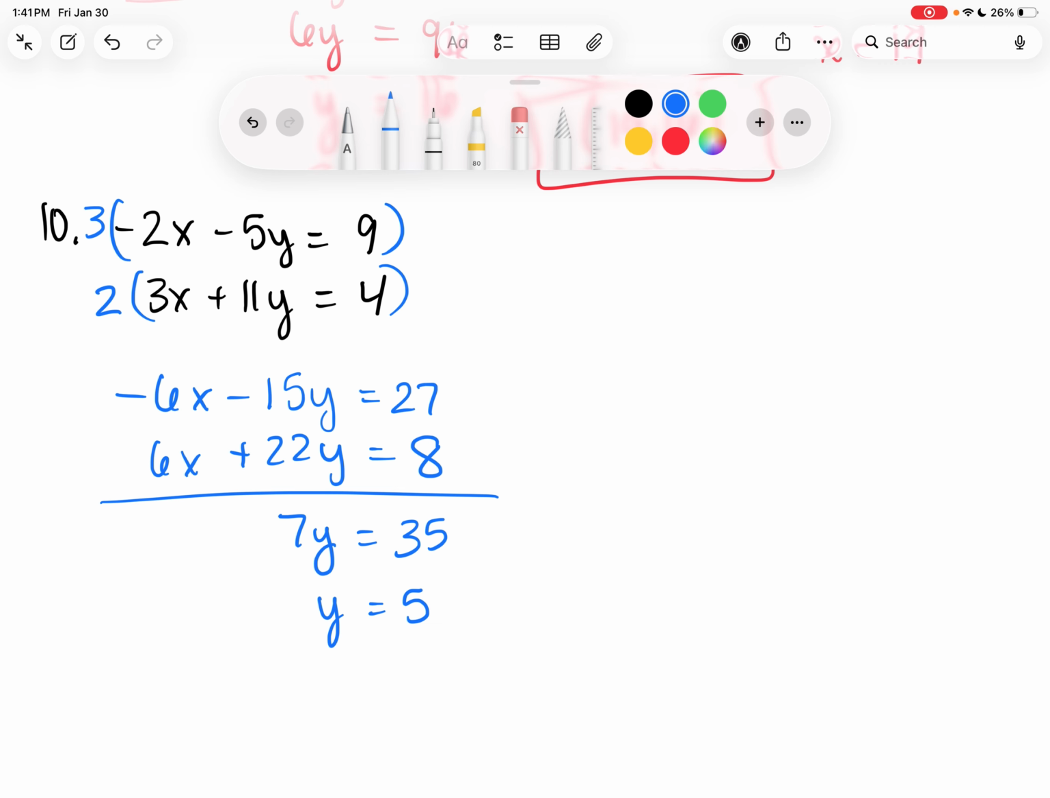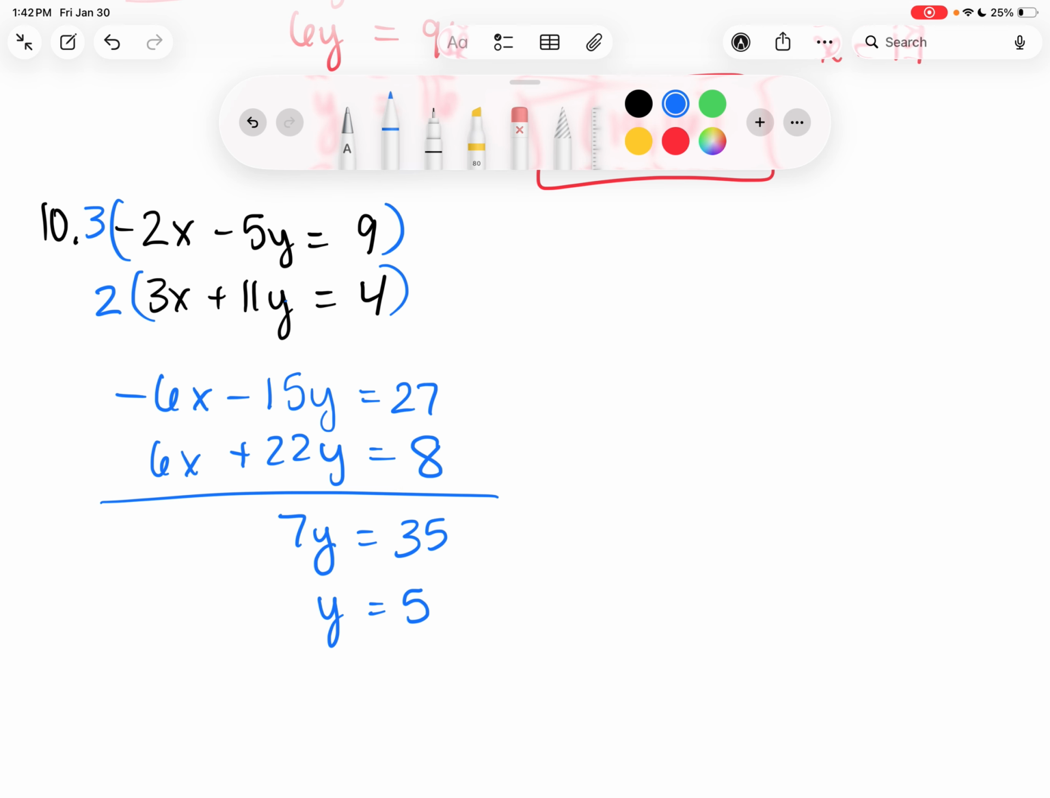And then I'm going to plug it into one of the two original ones. Now, you can use these that you've manipulated, but the numbers are obviously going to be a little bit more difficult because we've multiplied them and made them bigger. So, do you want to use the top or the bottom one?